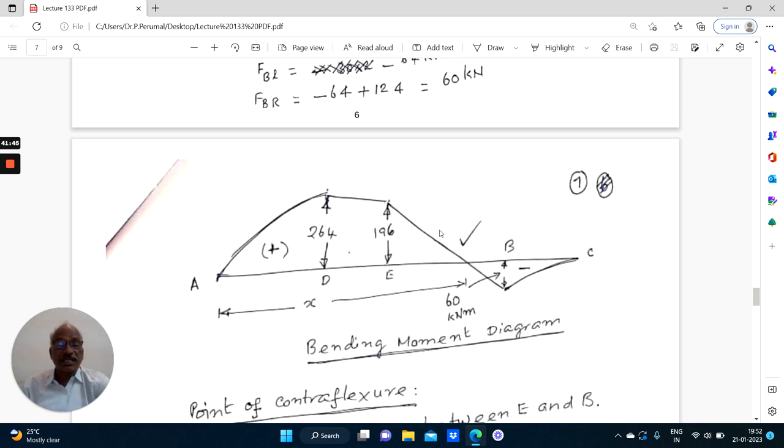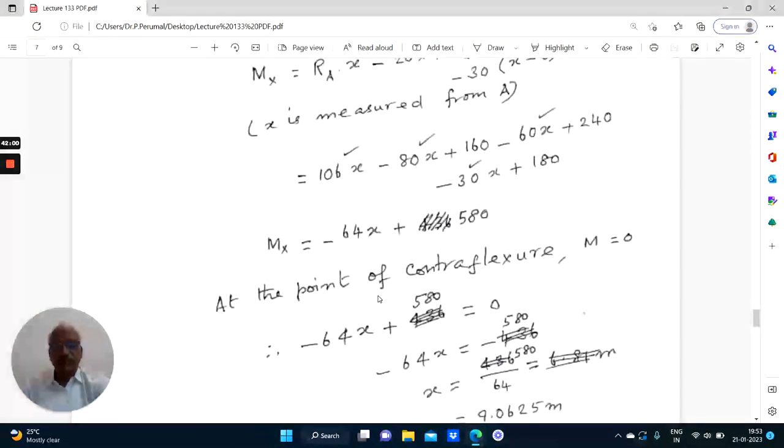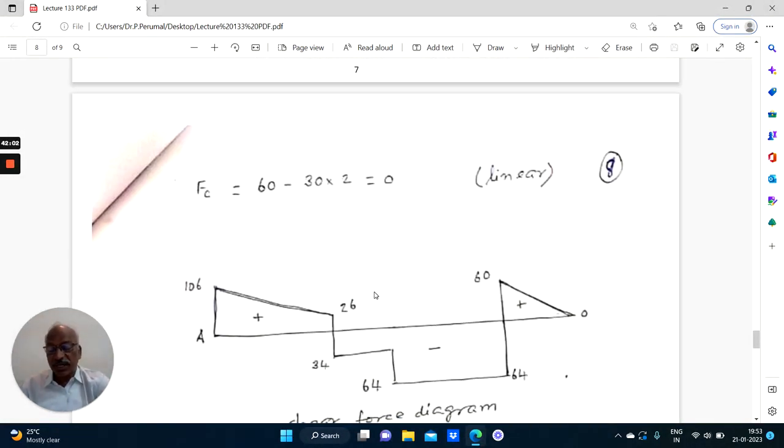And 196, and here it is minus 60. All these are linear variation. And here it is UDL, therefore second degree variation. This is minus 60 kilonewton meter. So that is about getting the bending moment and plotting the bending moment diagram.